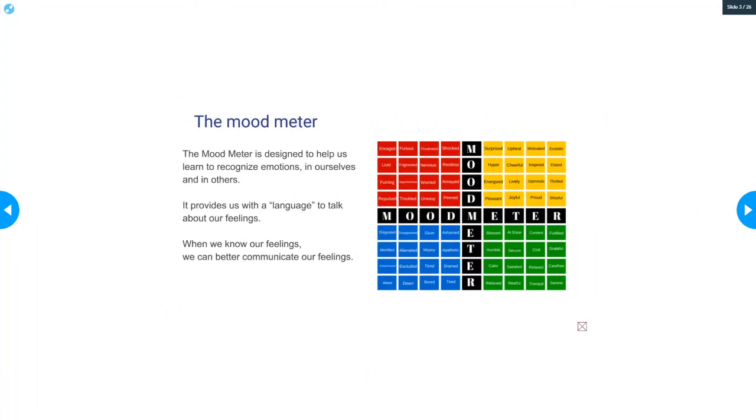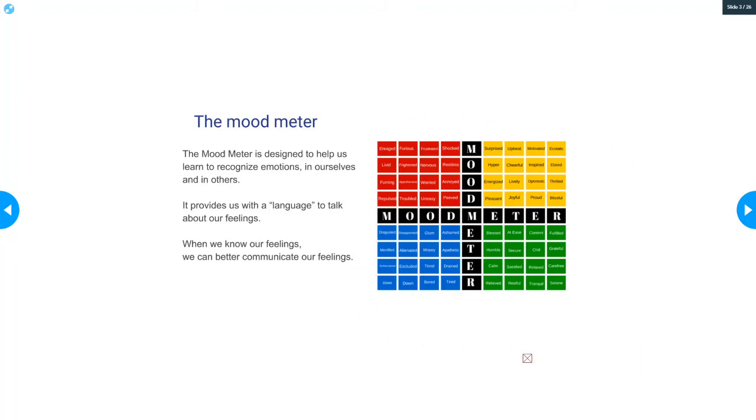This is the mood meter. So we did this in the last lesson, so I want to talk about it again. Make sure we understand it as we move forward. Remember, the mood meter is designed to help us learn to recognize emotions in ourselves and in others. It provides us with a language to talk about our feelings. And when we know our feelings, we can better communicate our feelings.